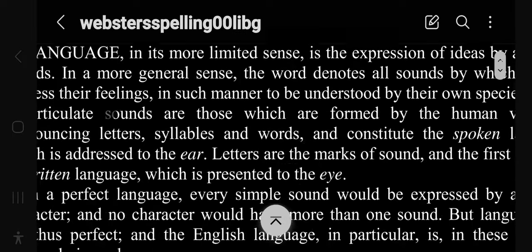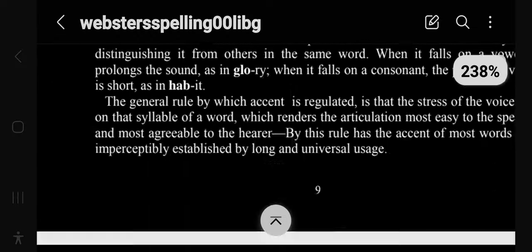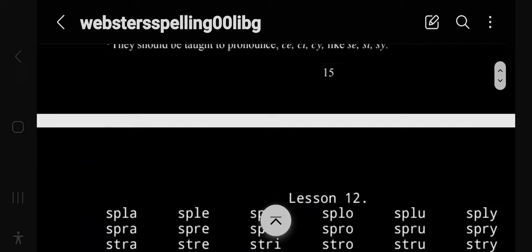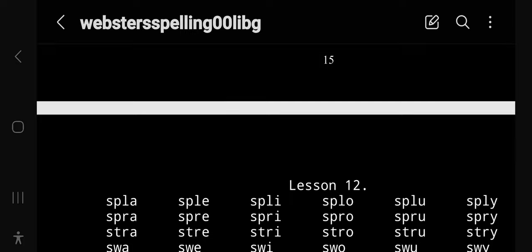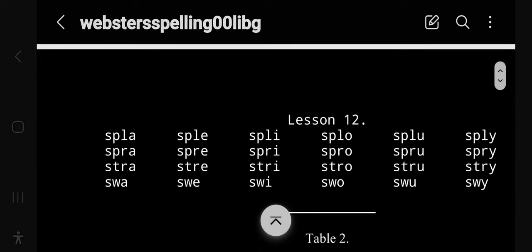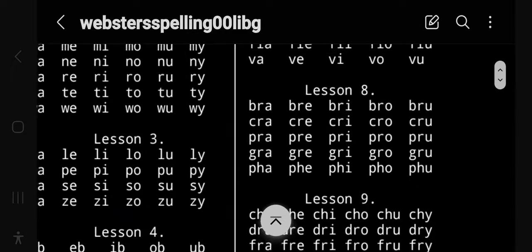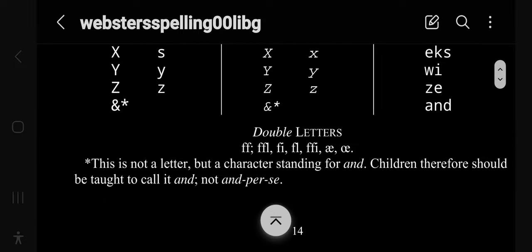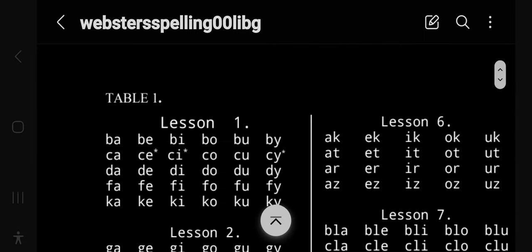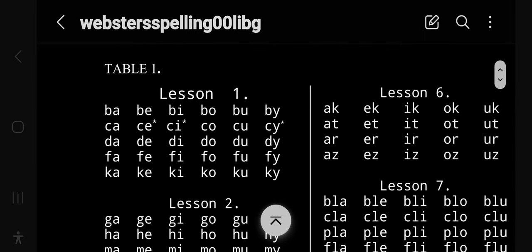Analysis of sounds of the English language. Let's pass over that. Splah, splay. How are these? Table one, lesson one. Okay, that's the alphabet. Table one, lesson one. Ba be bee bo boo bye. I think that's how you say it.